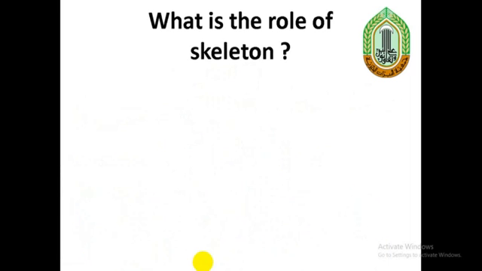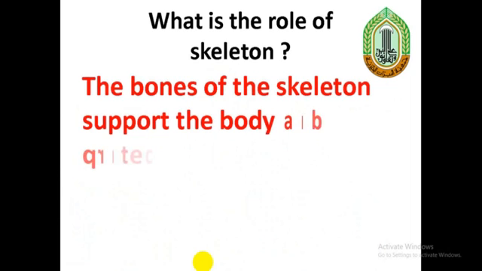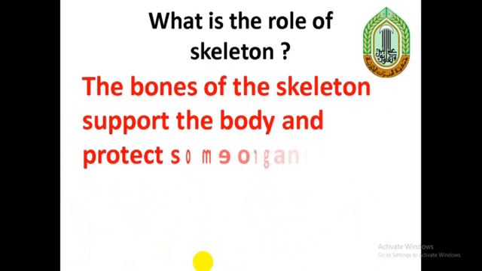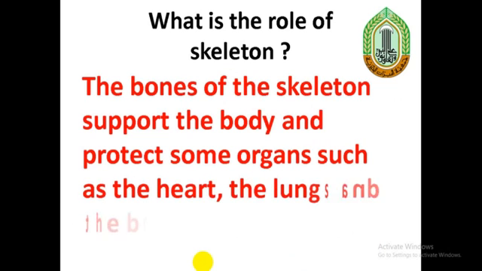Let's repeat together. What is the role of the skeleton? Excellent. The skeleton has two roles. The bones of the skeleton support the body and protect some organs, such as the heart, the lungs, and the brain. Very good, my students.